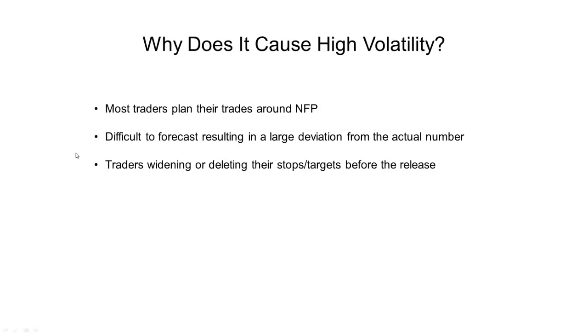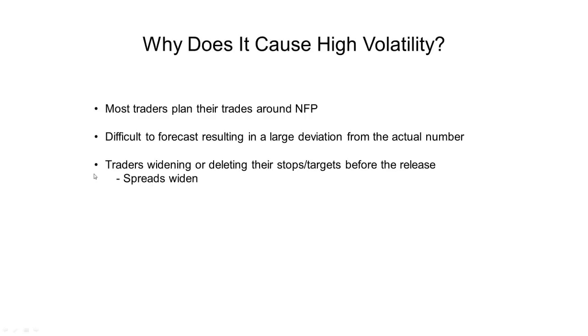So the key thing here of why it actually causes the markets to swing so rapidly is because traders are actually widening or deleting their stops and targets, or their pending orders to get into the market. They're usually deleting those before the release comes out, so that way they're not caught in that volatility. They just know the nature of this event, that they don't want to get stopped out prematurely or put into the market and whipsawed around. So that is actually what helps contribute to all of that volatility. It's kind of ironic in a way that that's actually what's causing it.